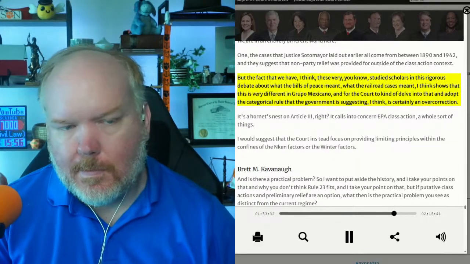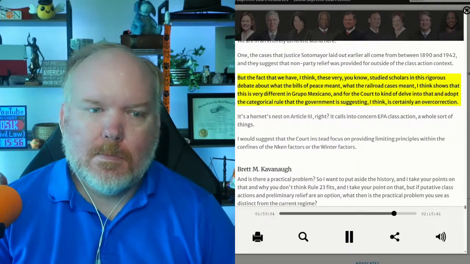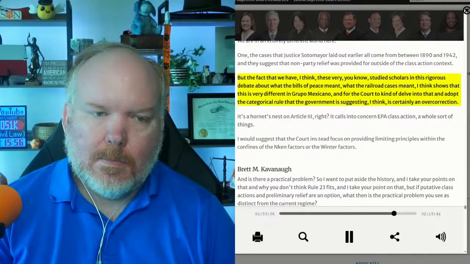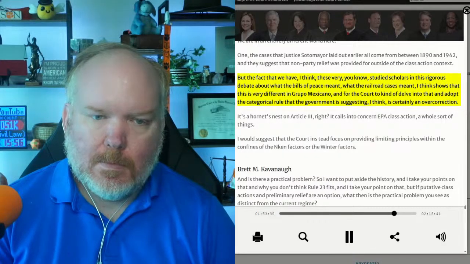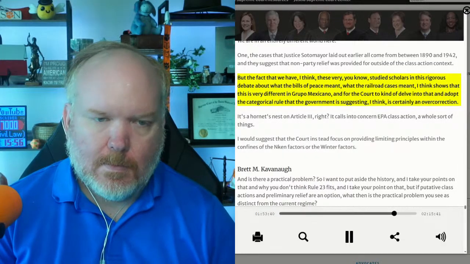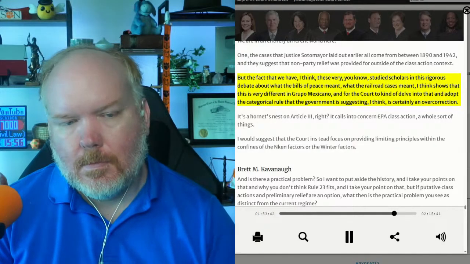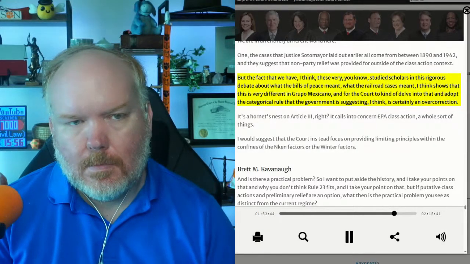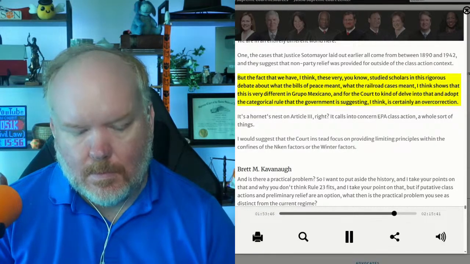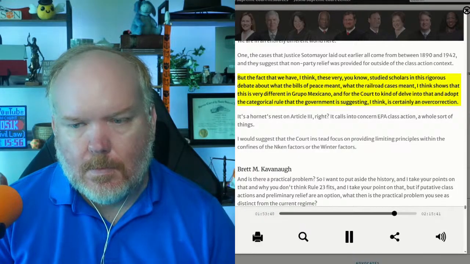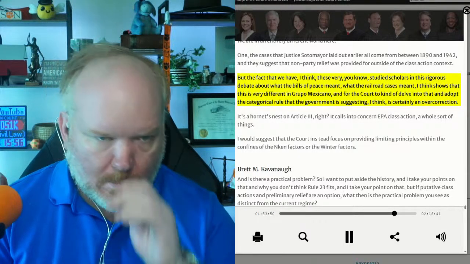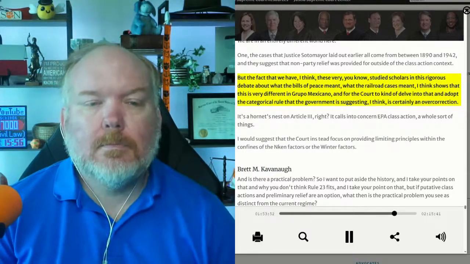But the fact that we have, I think, these very studied scholars in this rigorous debate about what the bills of peace meant, what the railroad cases meant, I think shows that this is very different from Grupo Mexicano. And for the court to delve into that and adopt the categorical rule that the government is suggesting, I think is certainly an overcorrection.